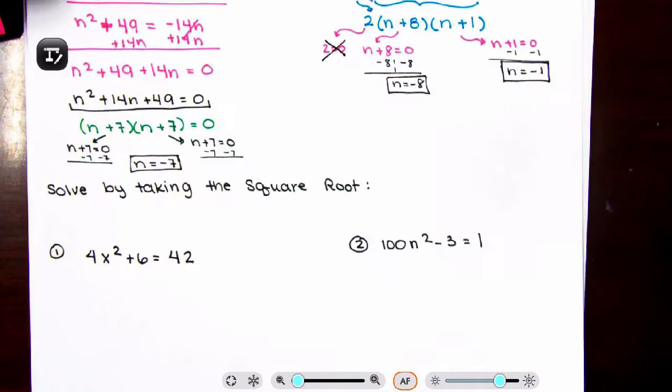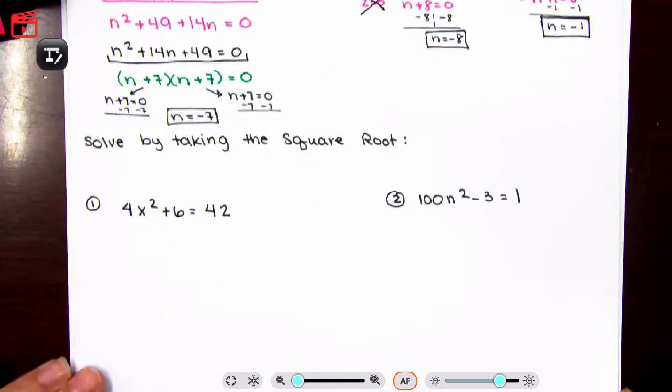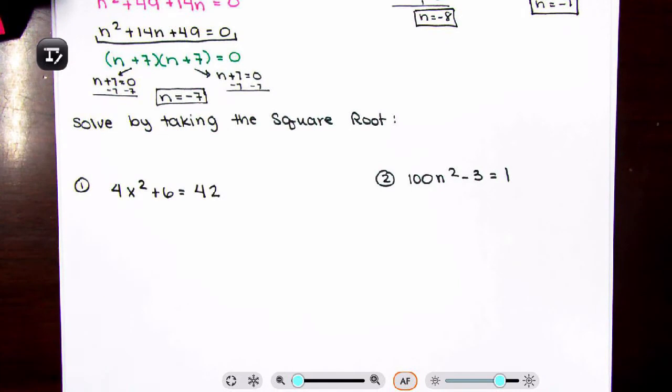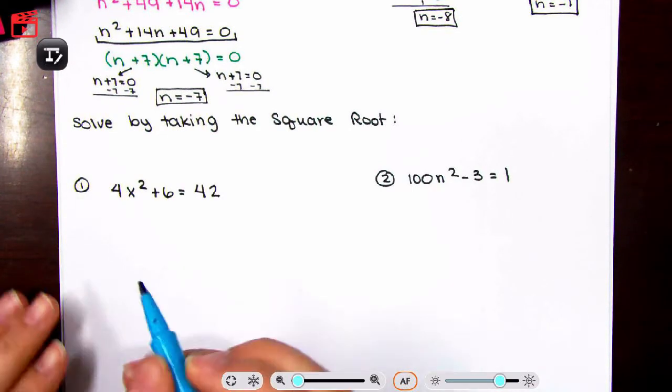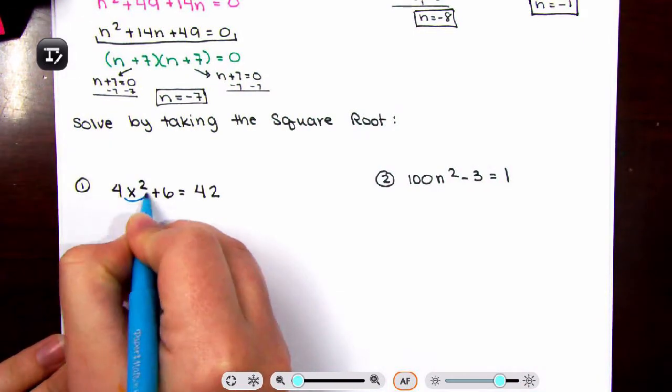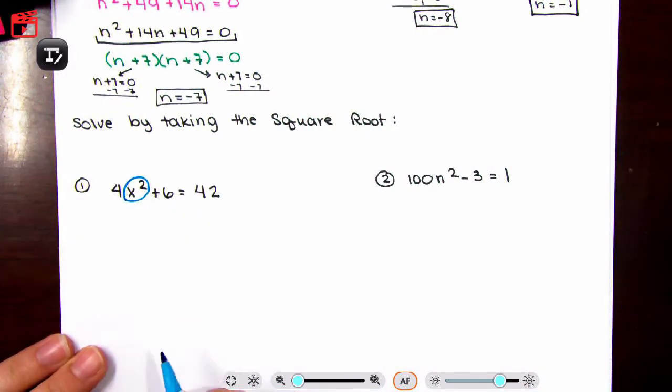Now taking the square root, you potentially do need a calculator, but you can get away with not having a calculator. Some of these numbers could be small. Step number 1 is you want to get your variable, your x squared, by itself. Now you do know you have to take the square root because you only have one variable in here.